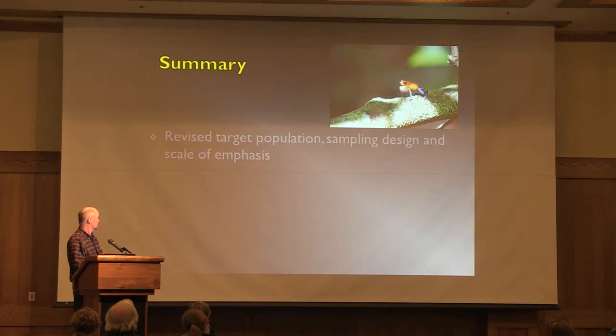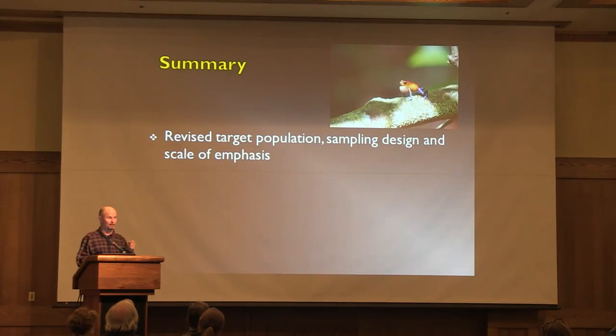To summarize, we have changed a lot in this program over 10 years. We've changed the target population that we're making an inference to. We've changed the sampling design from a fairly sophisticated stratified design to a simple random sample of high and medium quality catchments. We changed the scale of emphasis. We're really focused more on wetlands now rather than those catchments. And we've got a lot more to work with. We've got 300 every year over 10 years. That's a lot of data, a lot of sites to work with.